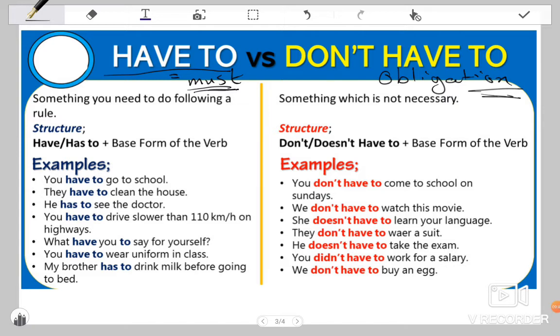Now, look at the pronoun here. When it is singular, we use what? Has to. When it is plural, we use what? Have to. So it depends on what? On the subject, whether it is singular or plural. Please take care of this thing. Now, after have to and has to we have what اللي the verb base form بيكون مجرد. Good.